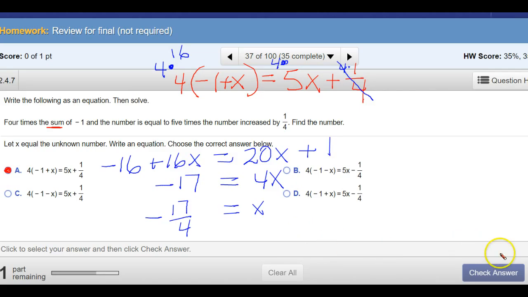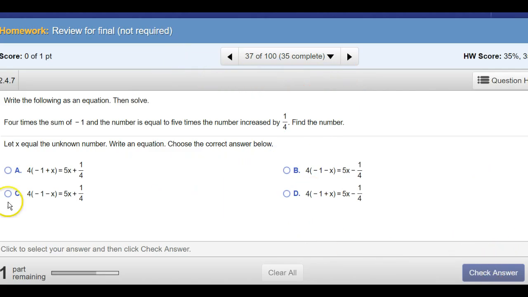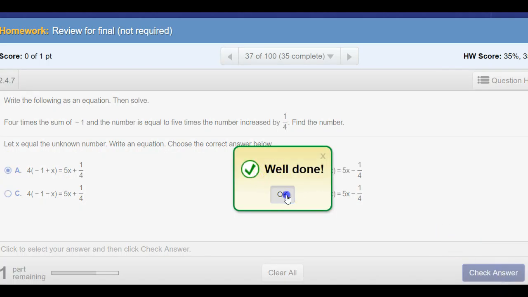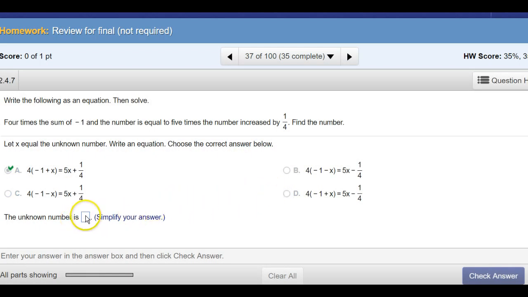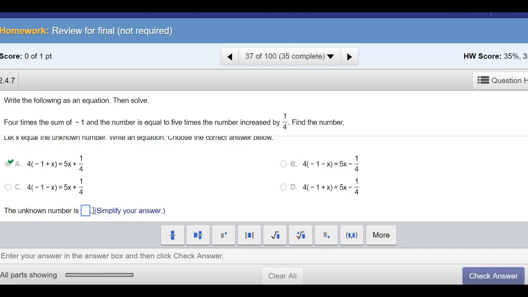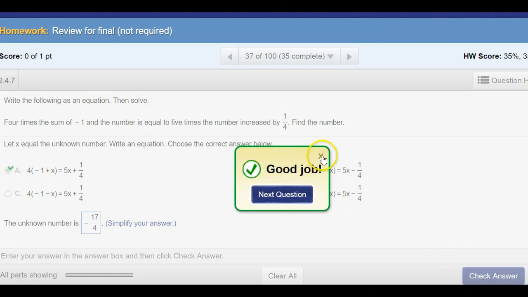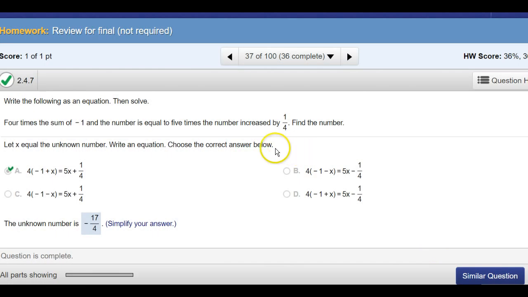So let's just keep that in mind as we put our answers in. So we're saying this is the answer for that. And our answer, we said, was negative 17/4. Put in our negative sign and put in 17/4. Okay. This is running a little long, but lots of stuff going on here.